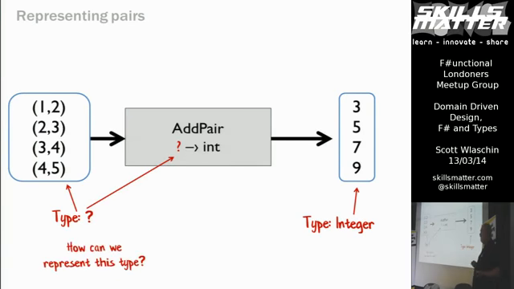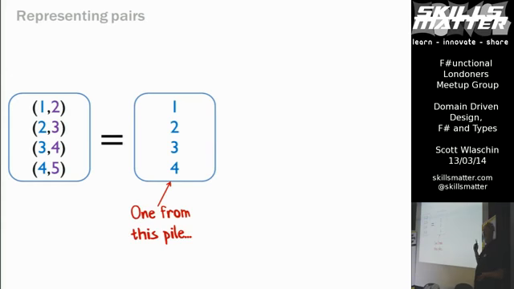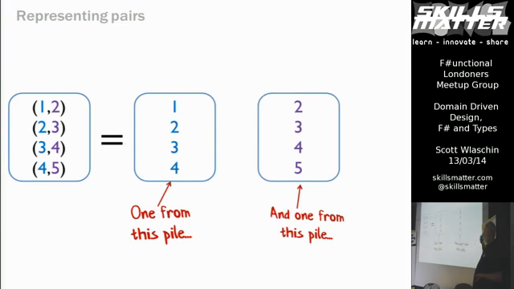How can we represent that pair type in our model? Now, in the object-oriented system, you define a class for it, but I'm not defining a class. I'm going to compose it from smaller types. So let's think about what a pair means. When you have a pair, what a pair really means is you take one from the first pile. You have a pair of numbers. The first thing is an integer. The second thing is an integer. So you have one from the first pile and one from the second pile. And if you think about it, let's say there are 4 things in the first pile and 4 things in the second pile. How many combinations are there?